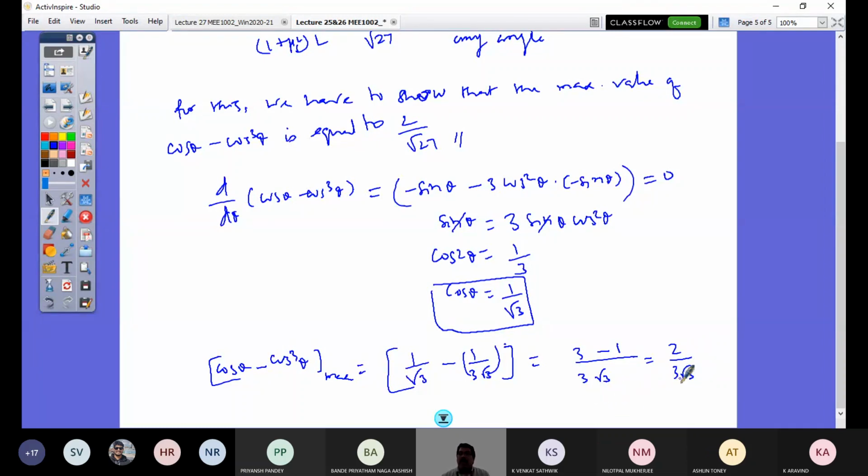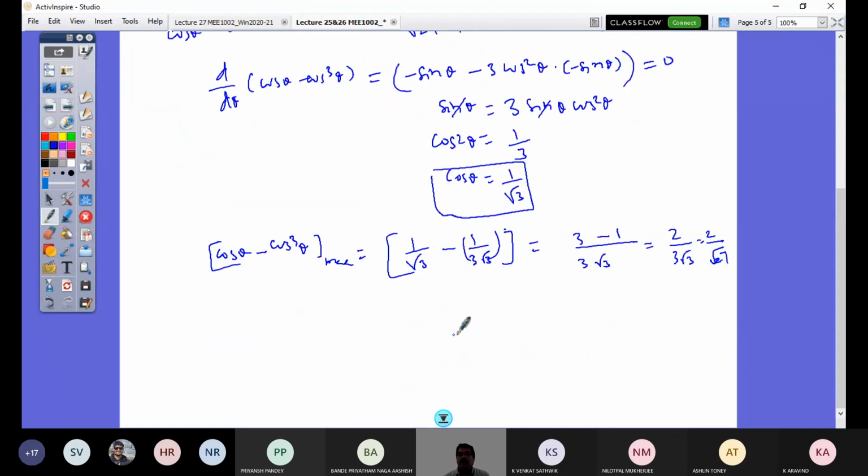Here I can rewrite 3 as root 3 into root 3, so it is going to be 2 by the root of 27. That is the maximum value. So if any value, if 2 mu s h by 1 plus mu s square into L is greater than 2 by root 27, then this will not hold. So this is the maximum angle it can hold.